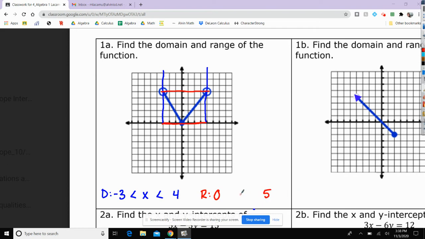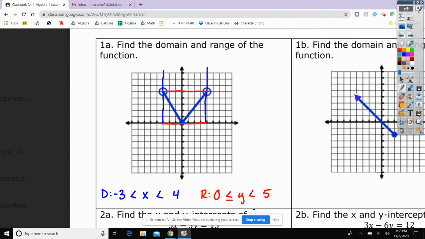Since it's range, there's going to be a y in the middle. And 0 is less than 5, so we have less than signs. Notice at the 0, there's no open circle. If there's no open circle, we're going to put the equal to line. At 5, we do have open circles, so we're not going to include the equal to sign. So this is our domain and range.